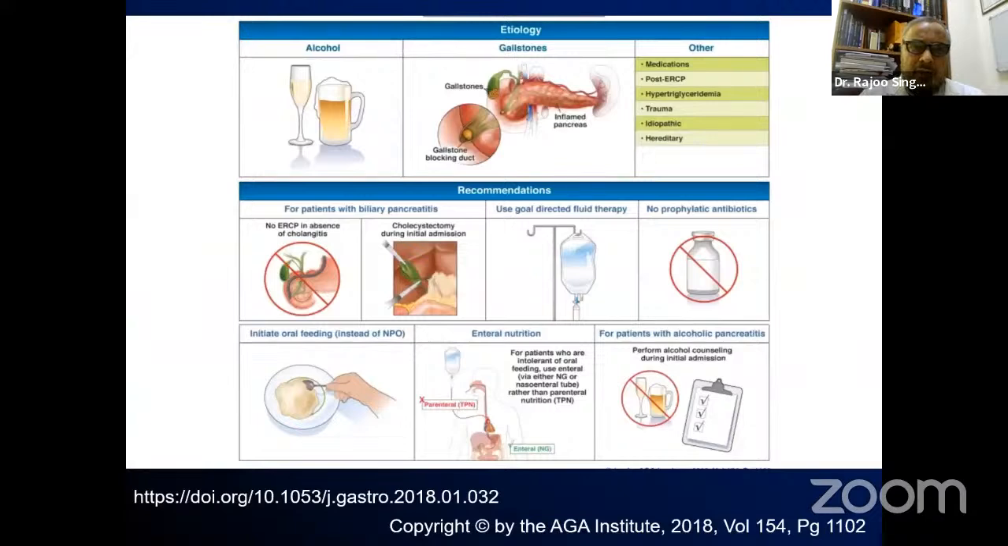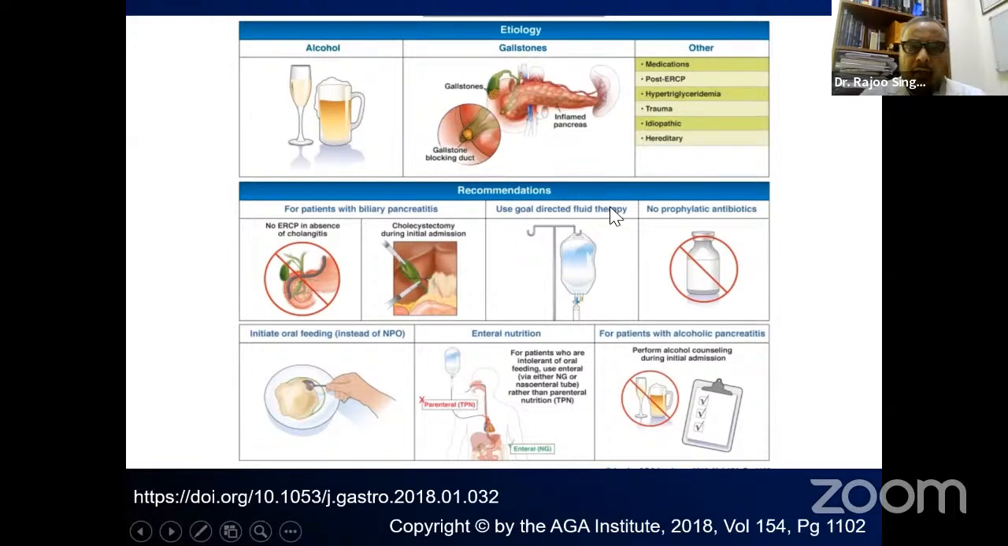Now, just to revise it, the important causes of pancreatitis: alcohol, gallstones, medications, post-ERCP, hypertriglyceridemia, idiopathic. Now, patients with biliary pancreatitis, no ERCP in the absence of cholangitis. Please do not do ERCP if cholangitis is not there. Cholecystectomy, if there is a CBD stone or gallbladder stone, is done generally during the first admission after about 2 weeks.